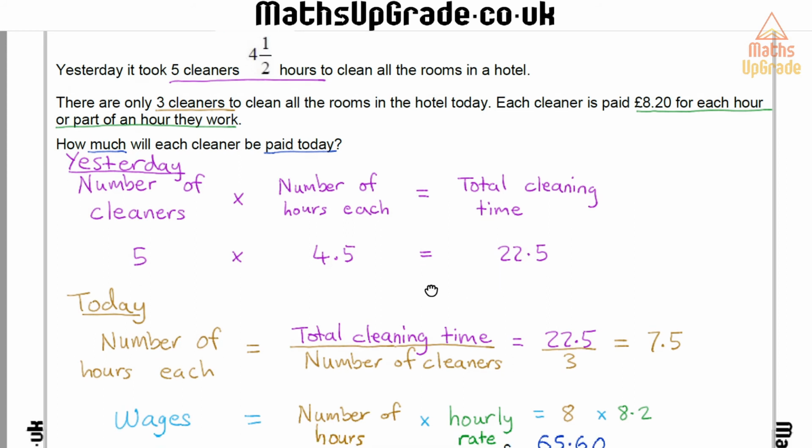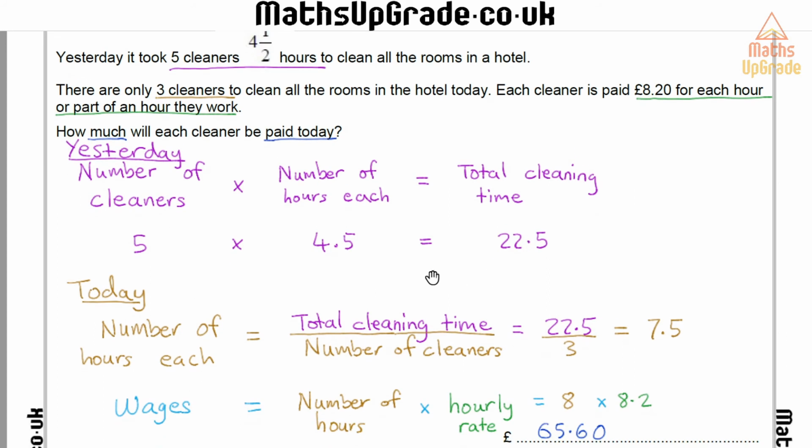For today, if I need to work out the number of hours that they each work, I can get this total cleaning time, which is 22.5, and divide it by the number of cleaners, which is 3. That gives me 7.5 hours that each need to work.